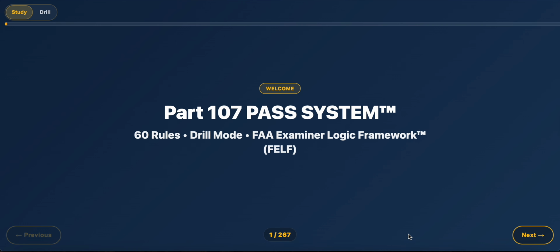On the test, knowing individual rules is not enough. You're being evaluated on how you process situations. So, for every rule in the system, you'll see the rule, of course, why it exists, a real-world example, and a trigger phrase designed for fast recall.